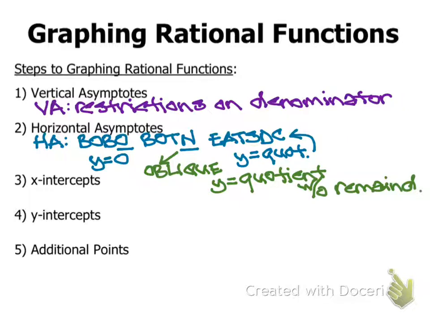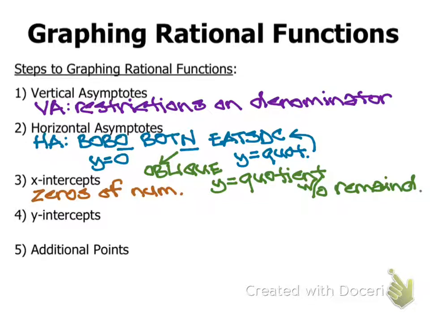Remember, if you have no horizontal asymptote because your power on the top is bigger, you will have an oblique asymptote. And to find that asymptote, you will actually do the polynomial division, and your asymptote is the quotient without the remainder. Next, we would find x-intercepts.